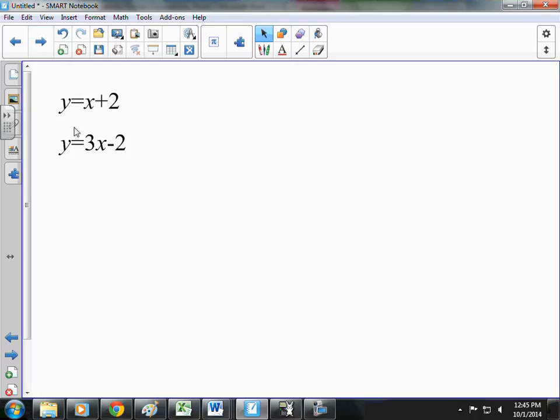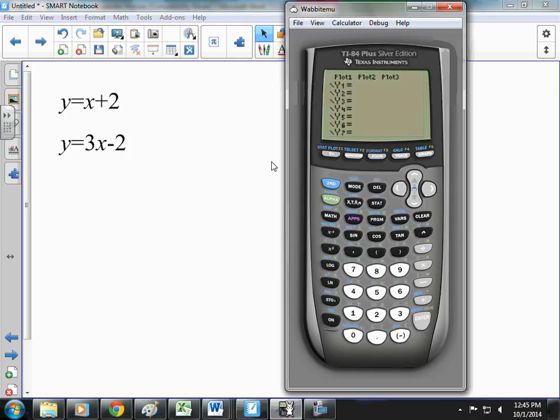Here's a good example. You'll notice both of the equations are in slope-intercept form. So we've got the slope and the intercept, slope and the intercept. If they're not in slope-intercept form in any questions, you're going to have to convert them first, because when we put them into the calculator, they're going to need to be in slope-intercept form. So here's our calculator with the home screen.